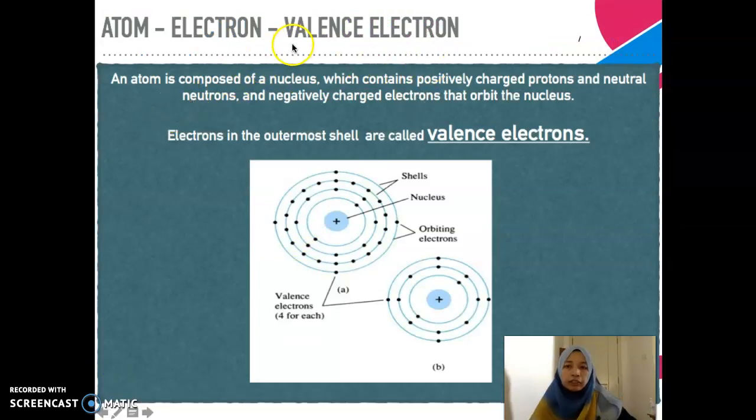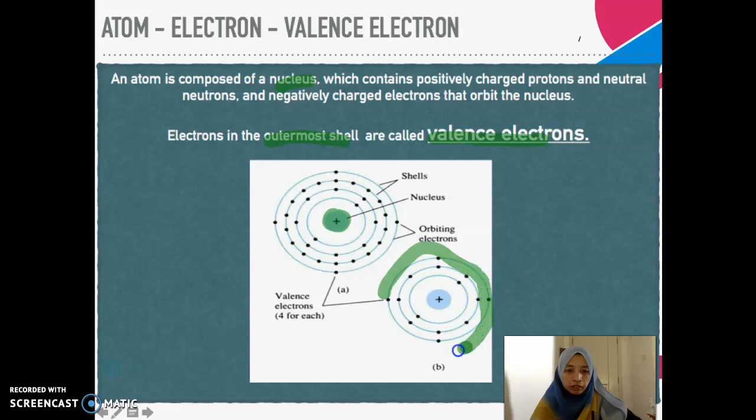Okay, so let's go back to the valence electron and the atom. What consists inside the atom is a nucleus which contains the positively charged. So we have nucleus in the middle here at the center, and you have a shell, and you have an orbit of electron. The electron at the outermost shell we call valence electron. So where is the valence electron? Here, from the outermost shell of the atoms. So this is what we call valence electron.